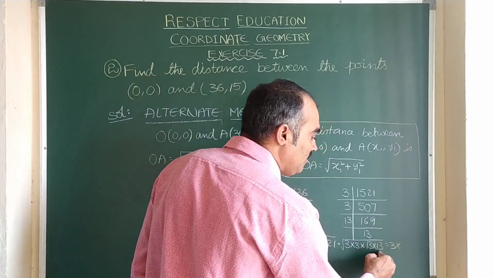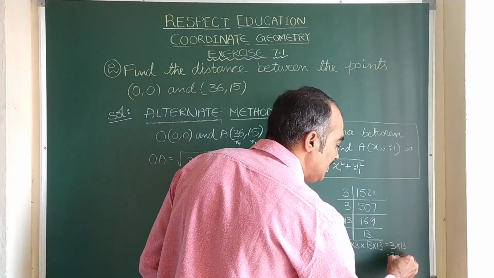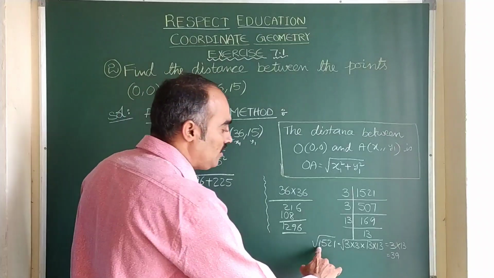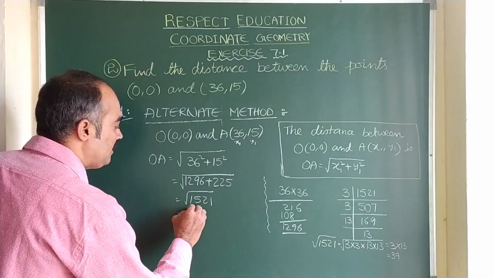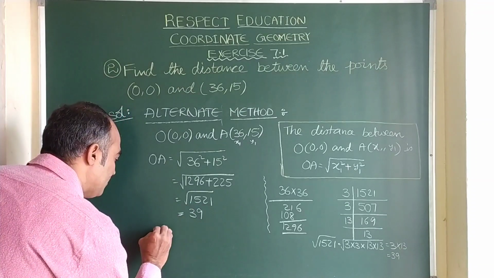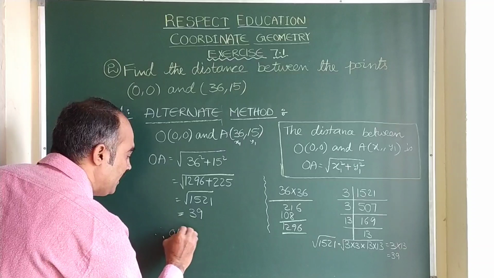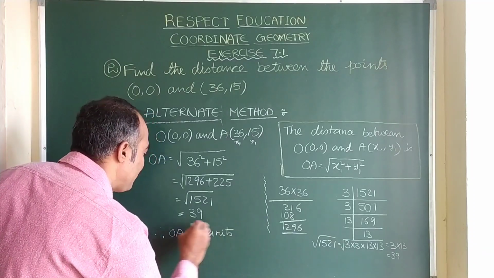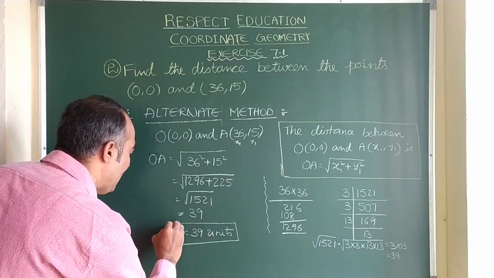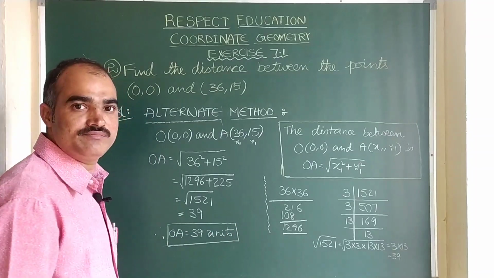Into 13 into 13, square root is 13. 3 13s are 39. See, here also you got the same value. Square root of 1521 is 39. So let us come back to here. Square root of 1521 is 39. Therefore, the distance between the given points, that is OA, is equal to 39 units. So even by an alternate way we got the same answer.